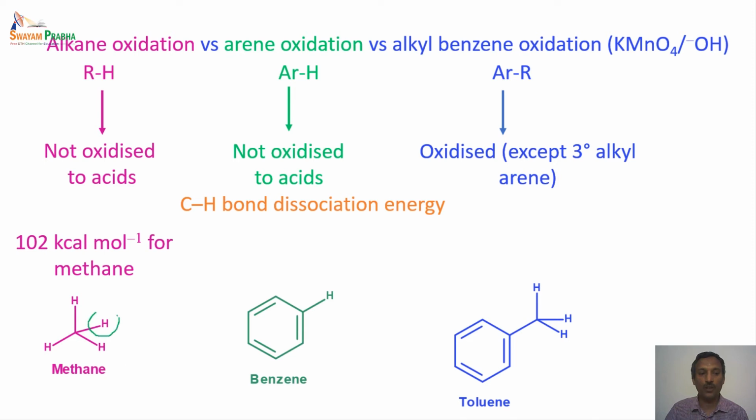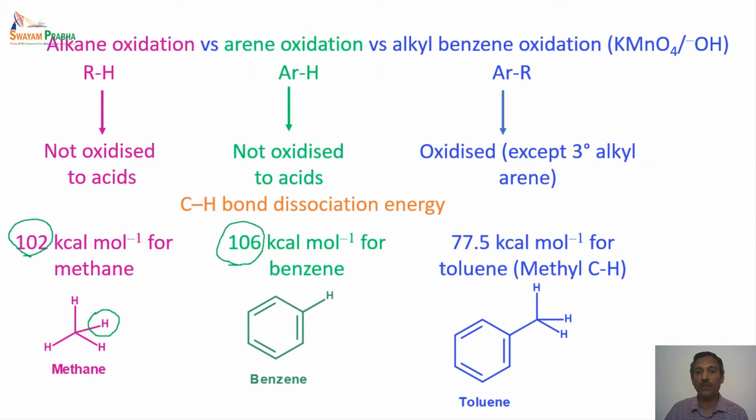So if this bond is broken, then only we can get the corresponding carboxylic acid unit. So we have to break the CH bond, which has a very high energy. Quite drastic conditions are required to break this particular bond. And if you look at the benzene substrates, here again it has 106 kilocalories per mole. This again is much higher than the CH bond breaking energy. So benzene is also not easily oxidized.